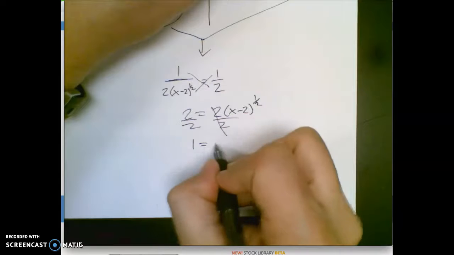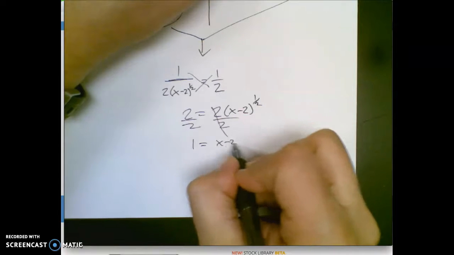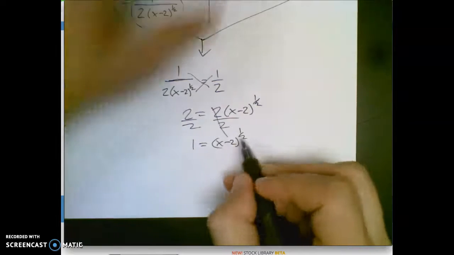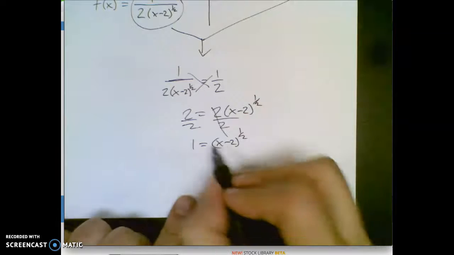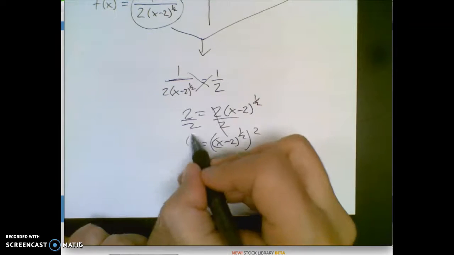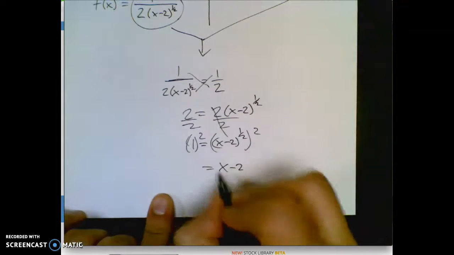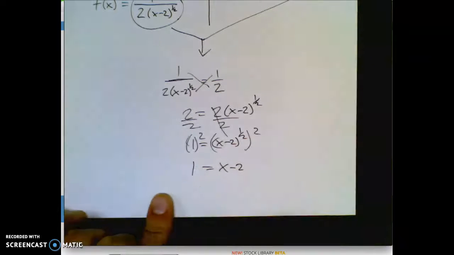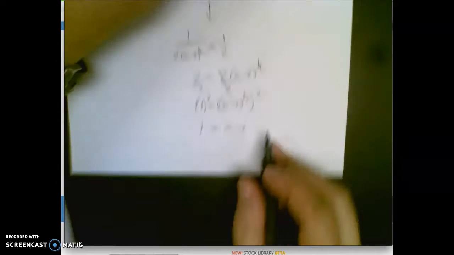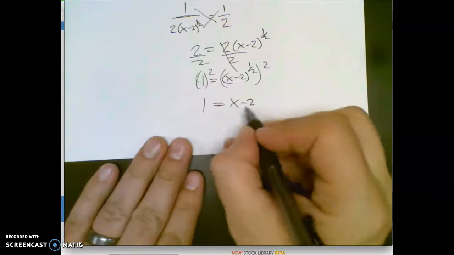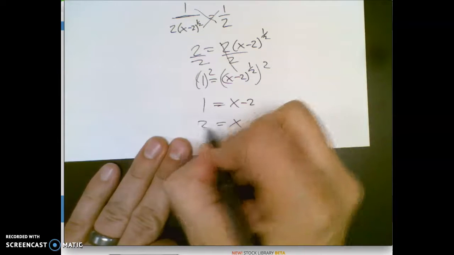So you get 1 equals x minus 2 to the 1/2. That's also known as square root. So how do I undo that? You square both sides. Right, now I have x minus 2, and this side I have a 1. I squared the left, I squared the right. Now I'm going to solve this guy by adding 2, and x is 3.